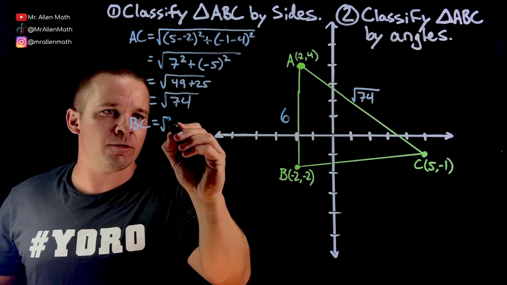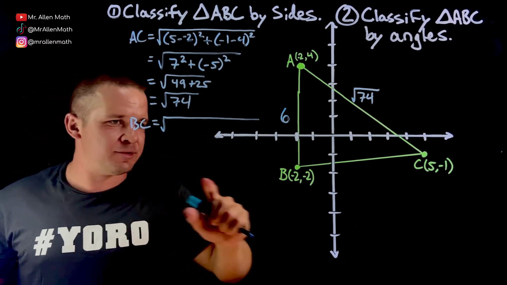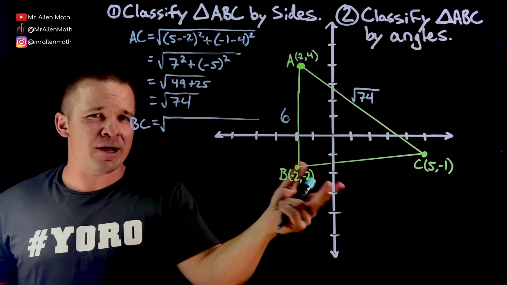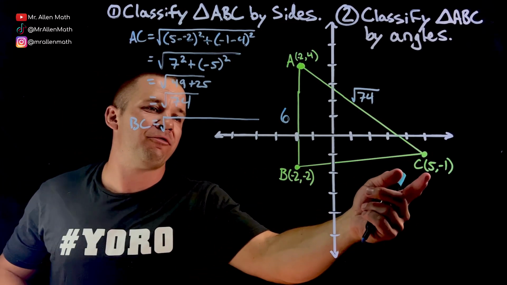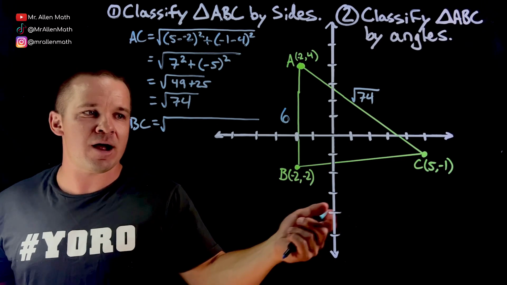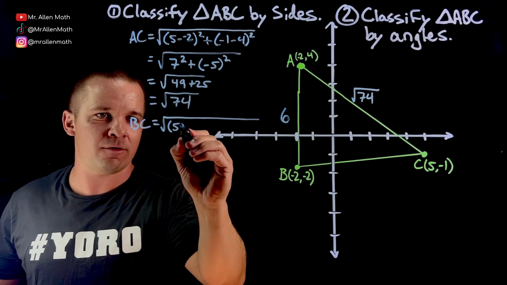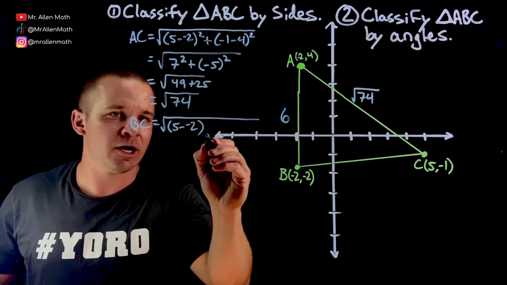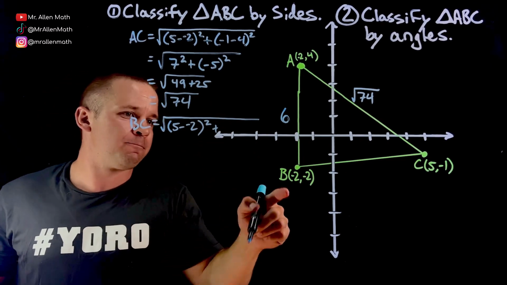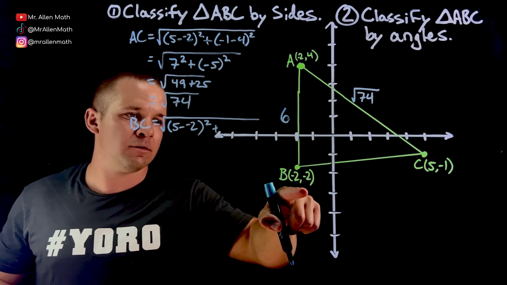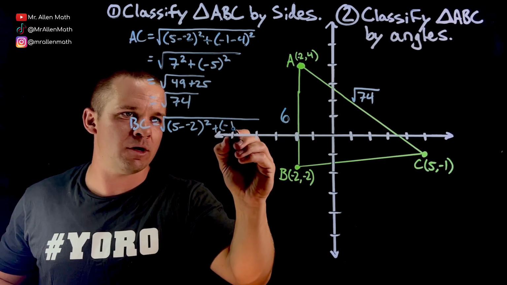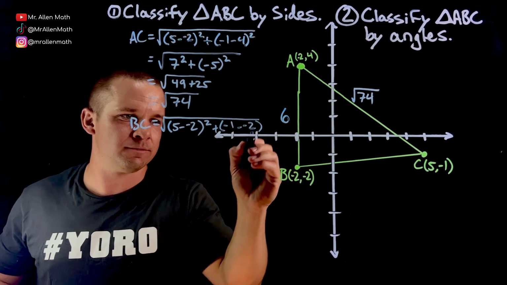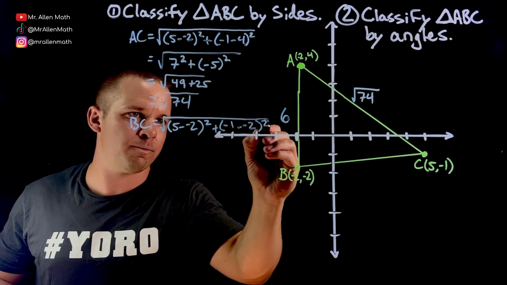Anywho, square root. Now I'm taking B and C. It really doesn't matter which one I start with, but I got to start with my x's. 5 minus -2. Make sure you pair your x's together. So 5 minus -2. That sounds familiar. Oh, that's right, because we just did that. And then plus, we've got -1 minus -2. Cool. Squared. Don't forget that.